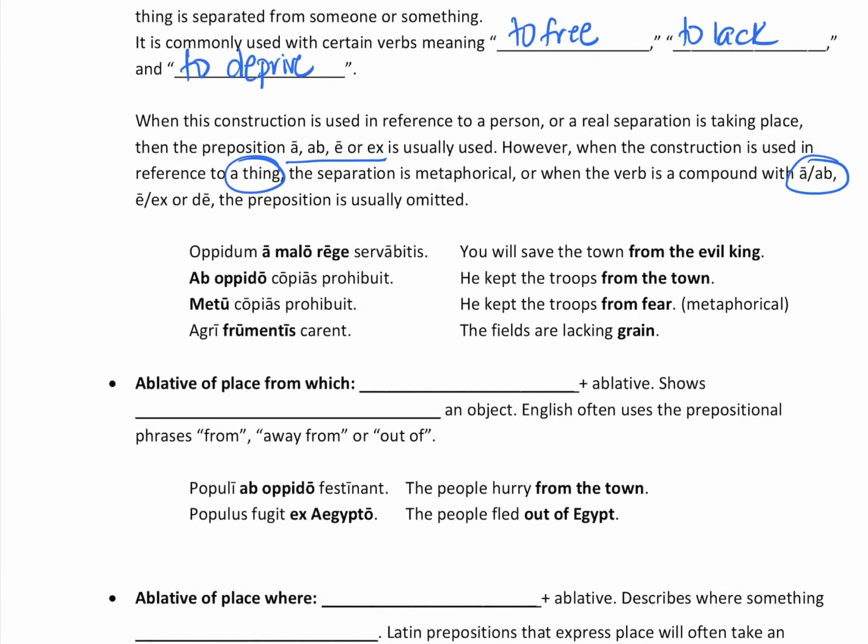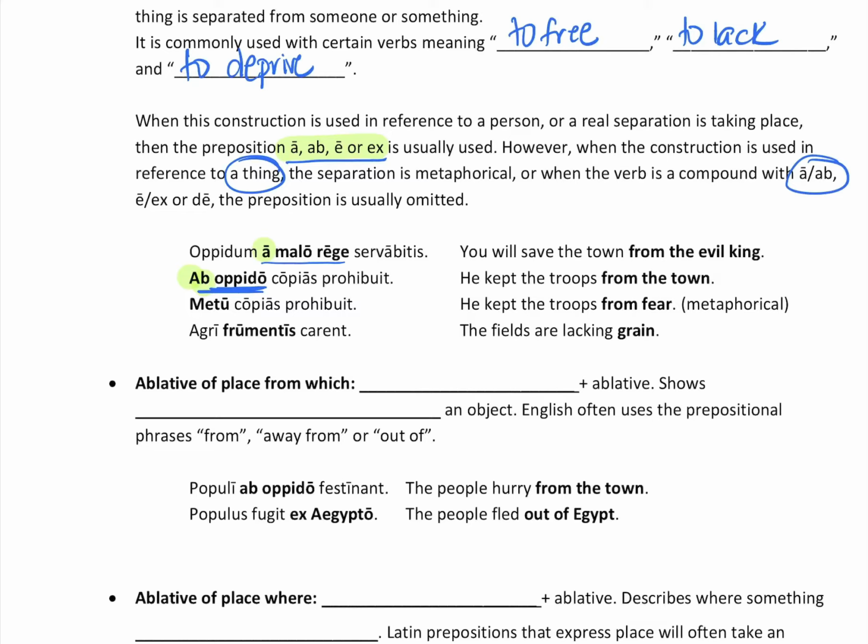All these bolded things, of course, are in the ablative. Oppidum a malo rege servabitis. You will save the town from the evil king. So here we have that preposition a that we talked about, because it has to do with a person and it is a real separation. Ab oppido copias prohibuit. He kept the troops from the town. So here we have the ab again, the preposition, and here we have the object, the thing that's being separated from. The thing being separated from is the town.